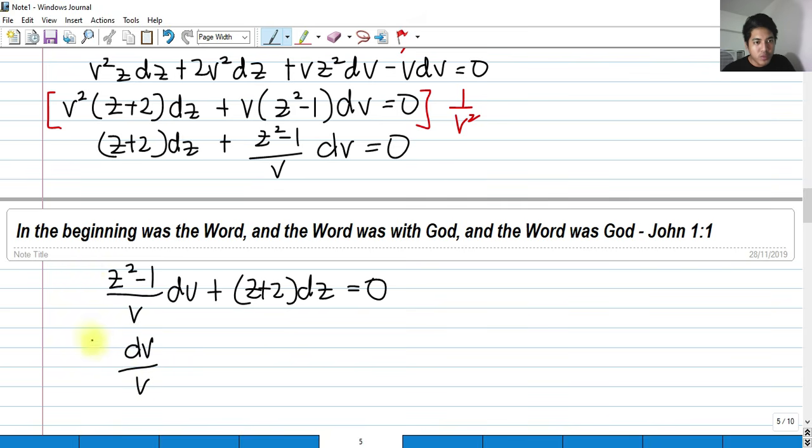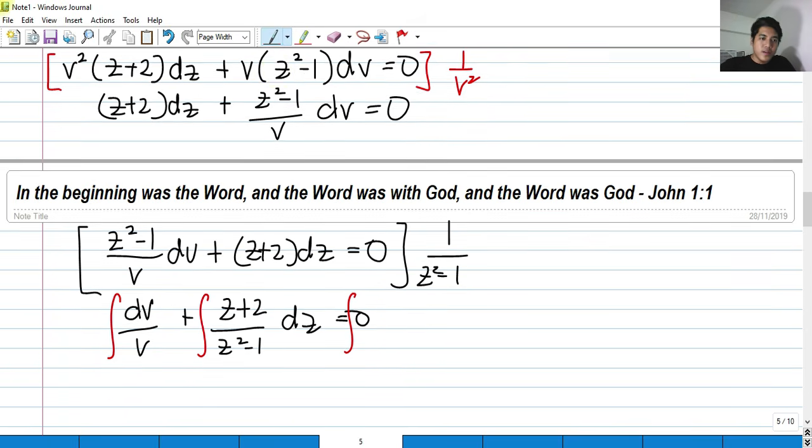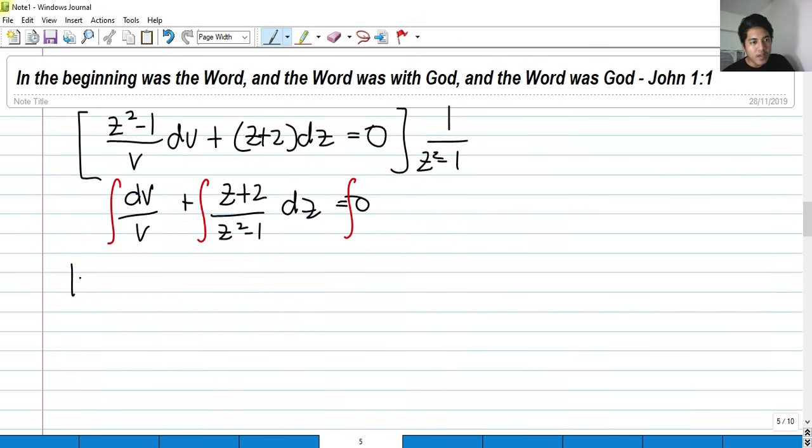If we multiply both sides by 1 over z squared minus 1, so what will happen? We have dv over v here plus z plus 2 over z squared minus 1 dz is equal to 0. And the next thing to do, the favorite part, we integrate both sides of the equation. So simply this is ln of v.